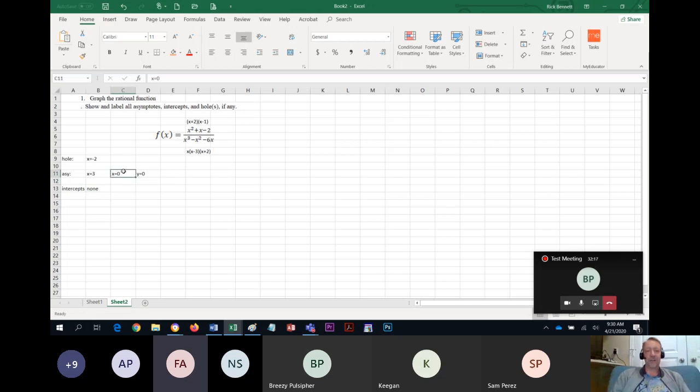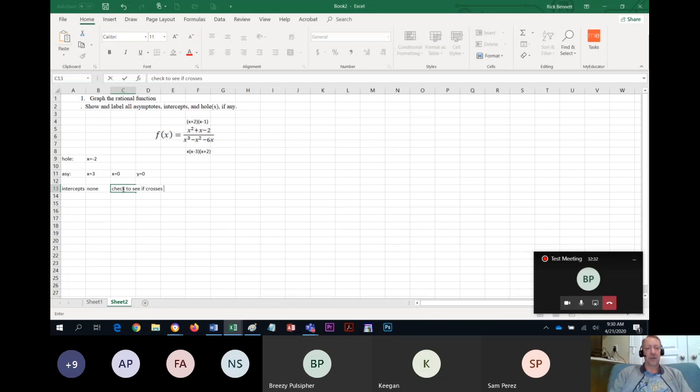But if you didn't know that, set x equal to 0 and solve, which is a problem in the denominator. Set y equal to 0 and solve. We can see, though, you could check to see if it crosses the horizontal. My guess is it's probably not going to cross, but it is possible. Okay, so I'm going to set this whole thing equal to 0.